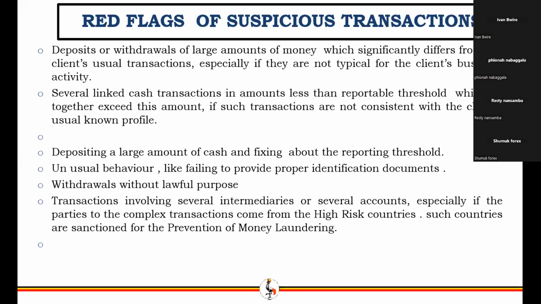Or several linked cash transactions that are slightly below the reporting requirements. For example, now that we are saying 20 million and above should be reported to FIA, someone decides to transact 19.999 million. That can help you form suspicion that the person is trying to avoid that transaction being reported because they wouldn't want it to hit 20 so that it's reported to FIA. So such indicators can give you guidance on what amounts to suspicion.